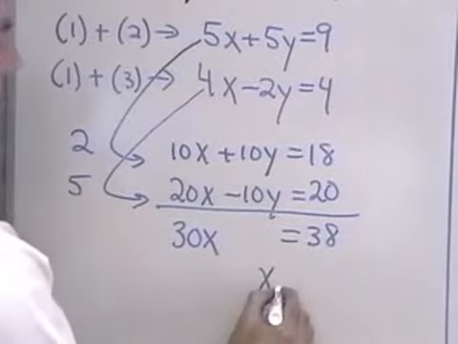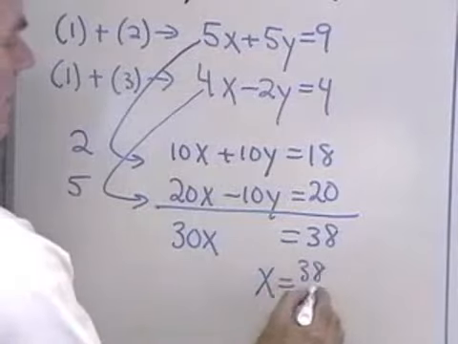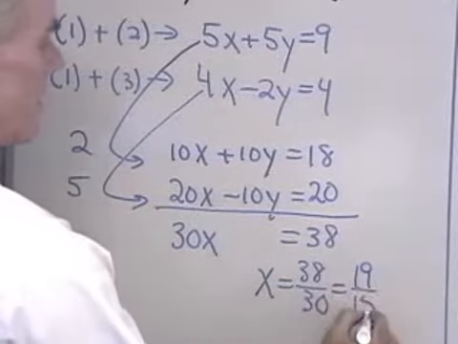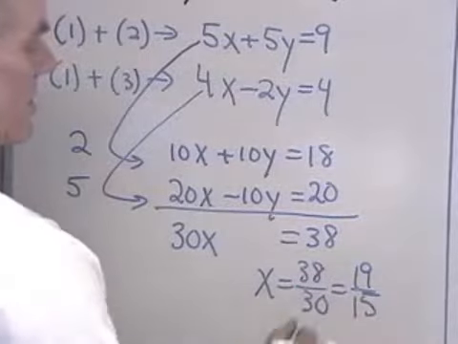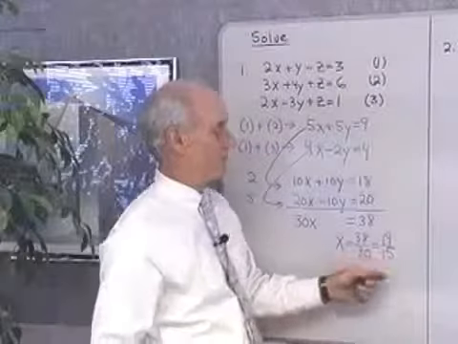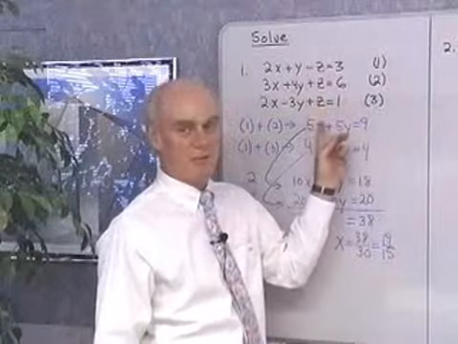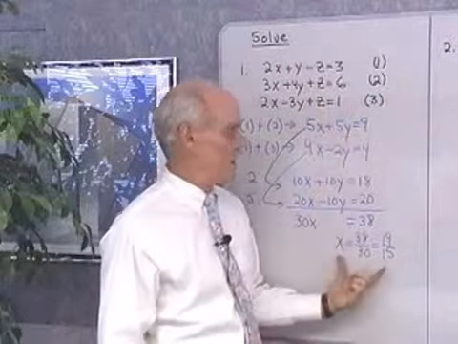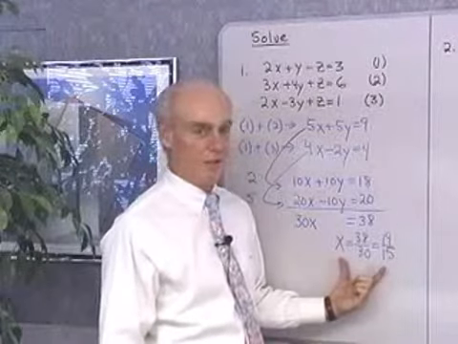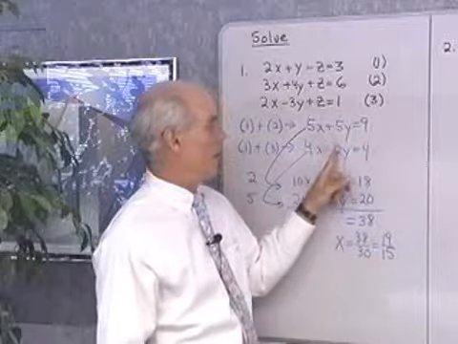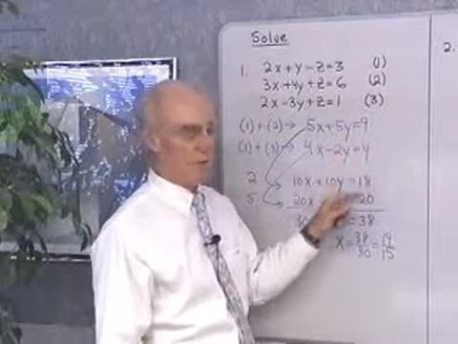So I end up with x equal to 38 divided by 30, which reduced to lowest terms is 19 over 15. So this is the x-coordinate of the ordered triple that satisfies all three of the equations. Now, I need to find the y-coordinate and also the z-coordinate. So I can substitute x equal 19/15 back into any one of these equations and solve for the corresponding value of y.